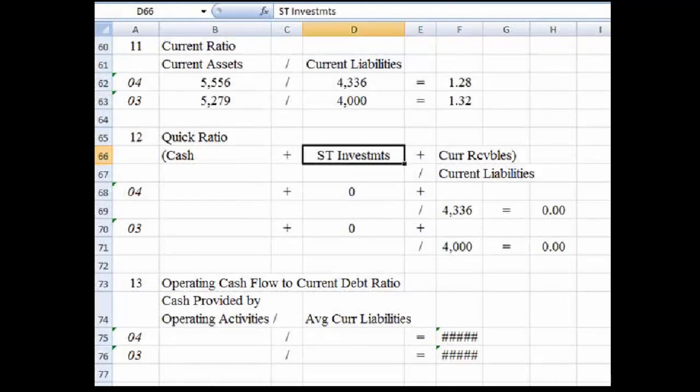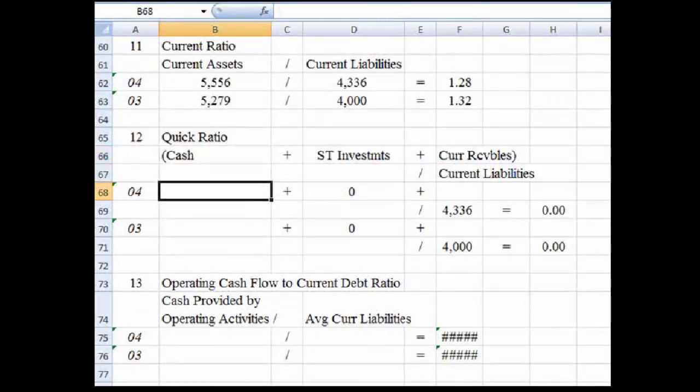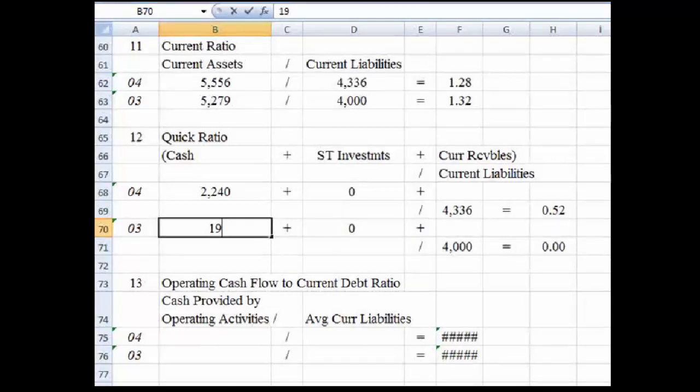This method eliminates items from the analysis that may be harder to liquidate, such as merchandise inventory, which would have to be sold, or prepaid expenses, which quite often cannot be recovered. As you can see in the book, cash on the bottom of page F496 is $2,240,000 for 2004 and $1,936,000 for 2003. The 04 cell under cash gets $2,240 and the 03 cell under cash gets $1,936.